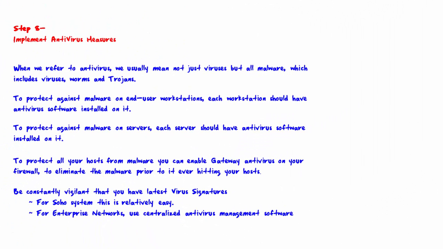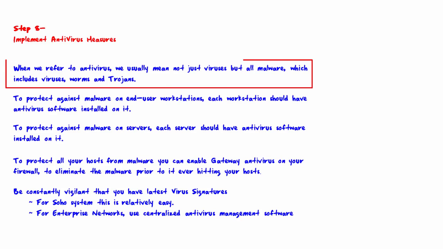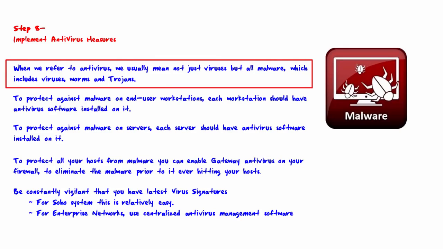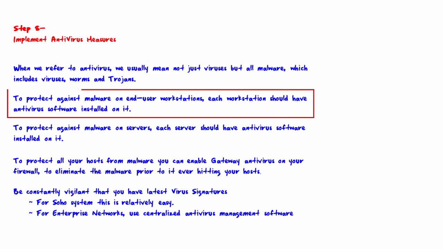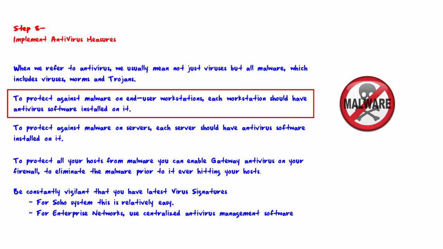Welcome to Step 8, where we implement antivirus measures. When we refer to antivirus, we usually mean not just viruses, but all malware, which includes viruses, worms, and Trojans. To protect against malware on end-user workstations, each workstation should have antivirus software installed on it.